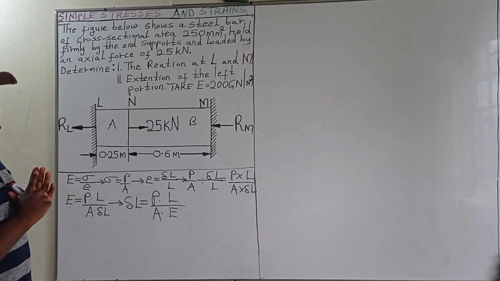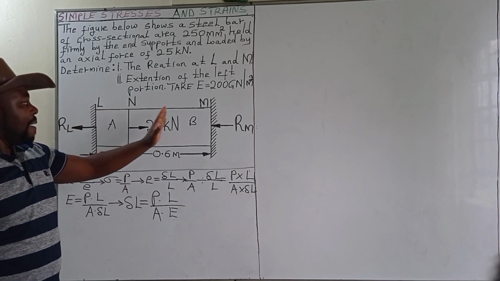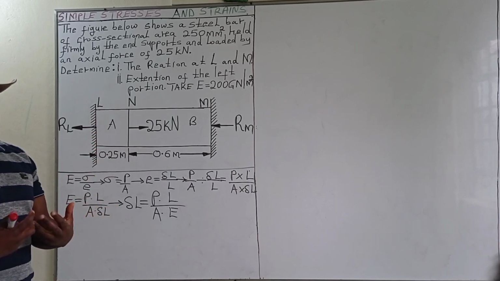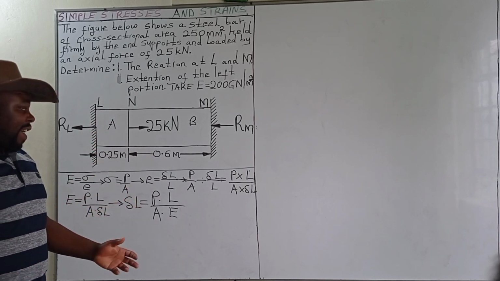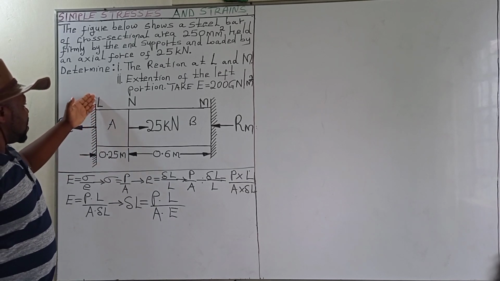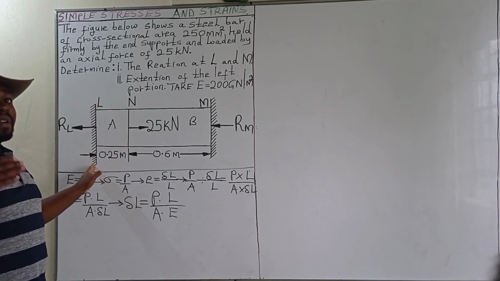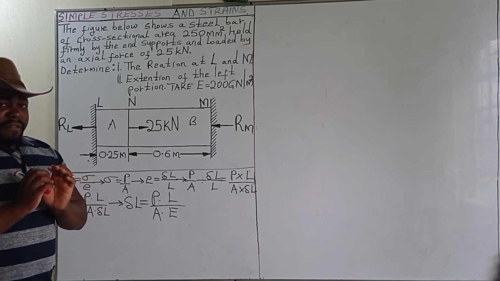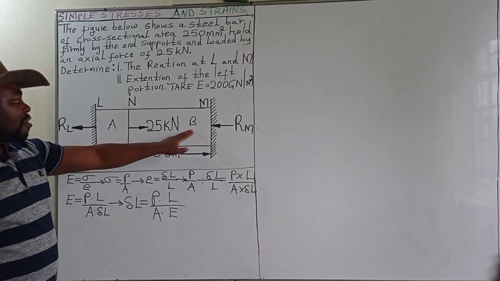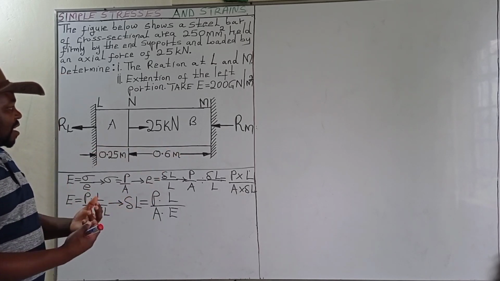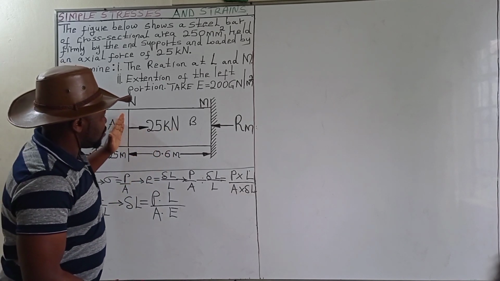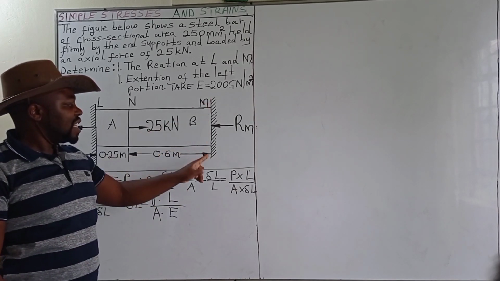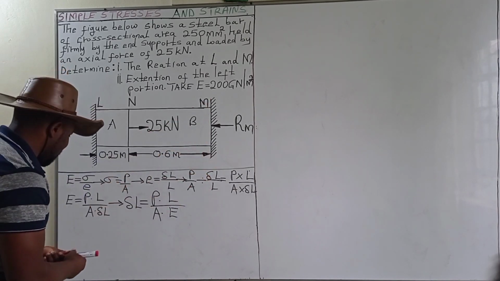Now, we are being asked to determine the reactions at L and M, and we need to know this. When the portion A is subjected to tensile force, since it cannot extend beyond this support, since it is firmly fixed, it will transfer that extension in form of a force towards this portion B, and that means that the portion B, when it is subjected to a tensile load towards this direction, it will contract since it cannot extend beyond this support. It is firmly fixed.